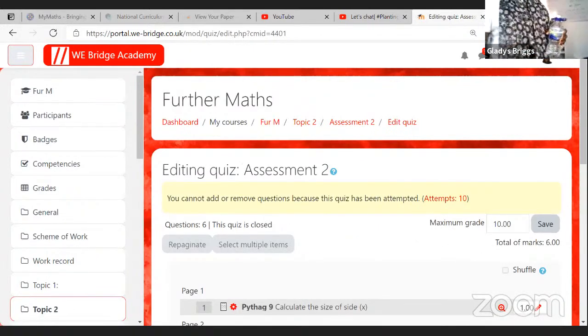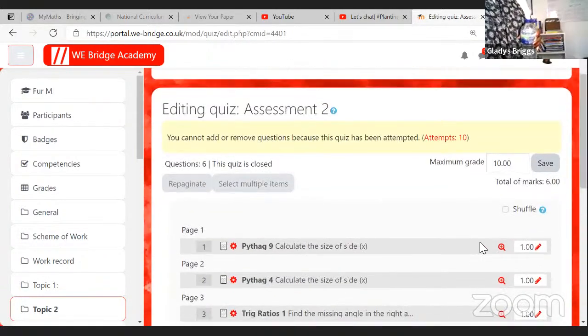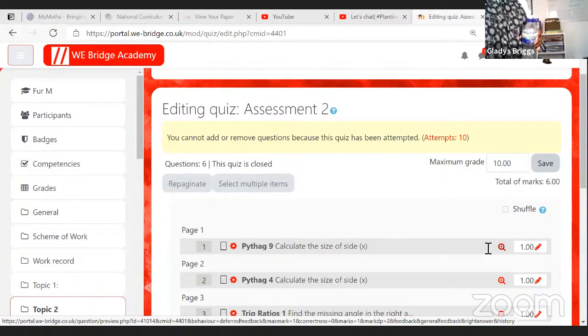Okay, so assessment 2 is Pythagoras and trigonometry and sine and cosine rule. So let's see what the Pythagoras questions are. Guys, what should you have for that one, for the missing length? Remember Pythagoras' theorem? C squared is equal to A squared plus B squared. Therefore, C is equal to the square root of A squared plus B squared, okay? If you're looking for the longer side, you add. If you're looking for any of the shorter sides, you subtract.